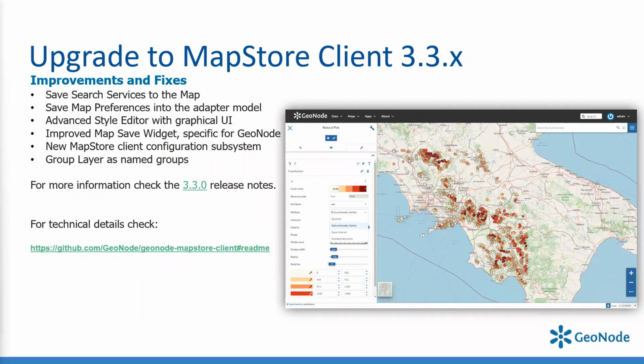Also, the new version of MapStore supports the group layer as named groups. That means that in the table of contents, you will be able to create groups of layers and check and uncheck them with a single click.